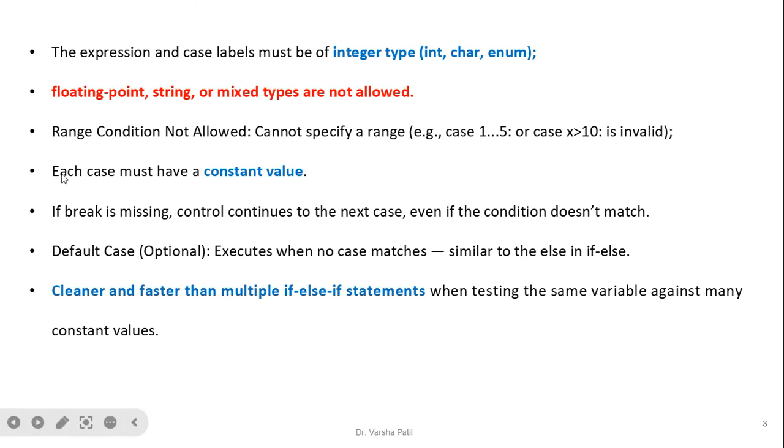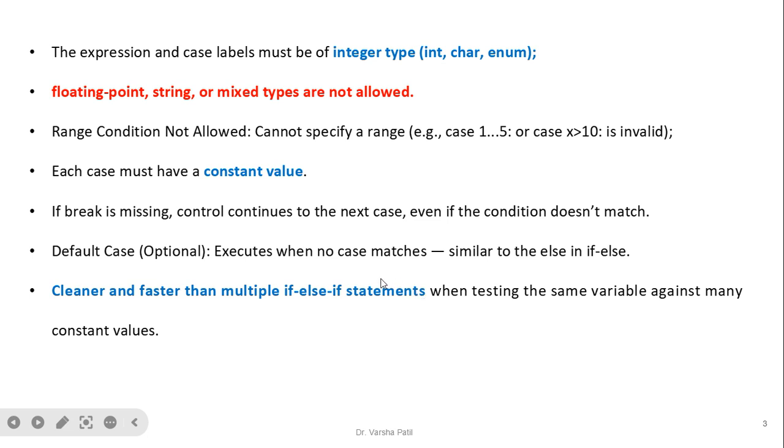So if else is more versatile. Each case must have a constant value. If break is missing, control continues to the next case even if the condition doesn't match. Default case is optional, that is we can write it or we can skip it also, but default case is required when we want to execute something when no case matches. Default gets executed when no case matches, similar to the else in if else. Switch is cleaner and faster than multiple if else statements when testing the same variable against many constant values.